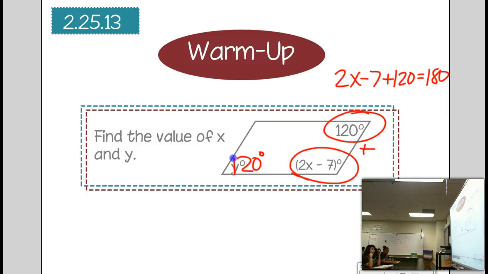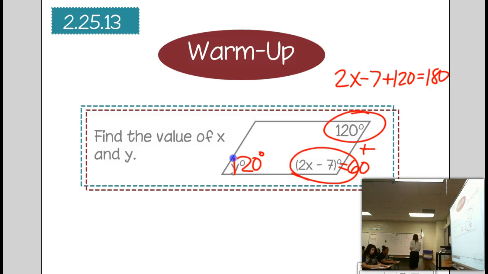But what Brett did was he found the supplement of 120. He just found it. What is it, Brett? It's just 60. 60, yep. So he knew that this angle had to be 60. If this one's 120, this one has to be 60. So he might have set that equal to 60. It's the same thing either way.